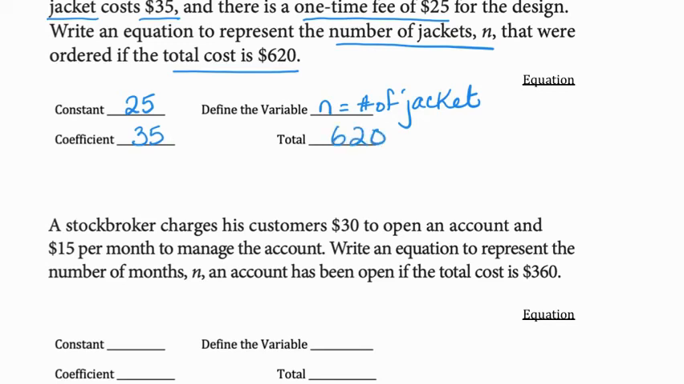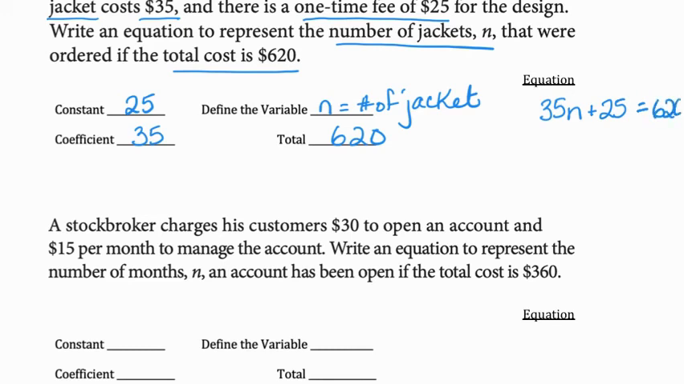So when we're ready to write our equation, remember the form that we usually see our equation. We usually see our coefficient and our variable. So that would be 35N. And I just took that from my coefficient and my variable. Next, we see our constant being added or subtracted. In this case, unfortunately, it's costing us, so we're going to add on that constant. And then last but not least, we have our equals total of 620.